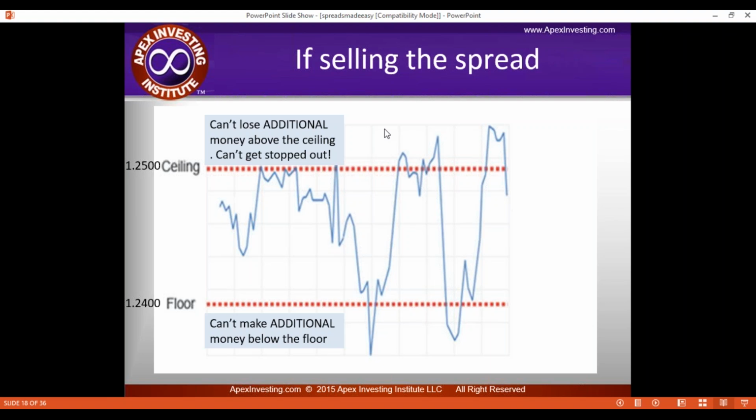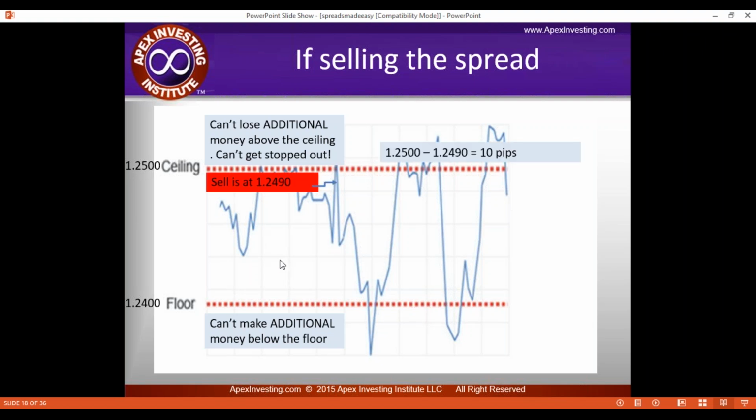So we can't lose money above the ceiling, but we don't get stopped out just because it hits the ceiling. Our trade is still open. And if we're right and the market does go down, we don't make additional money below the floor. Okay, that's why it's a box spread, kind of what it's boxed in.